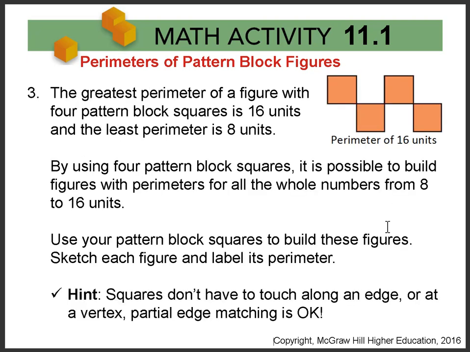In question 3, we look at perimeter a little differently. Here we have a perimeter of 16 units with 4 squares. This is a figure because they're just touching on the vertices. You can build pattern block square figures with 4 squares that have perimeters from 8 through 16 units. Use your squares and build those.